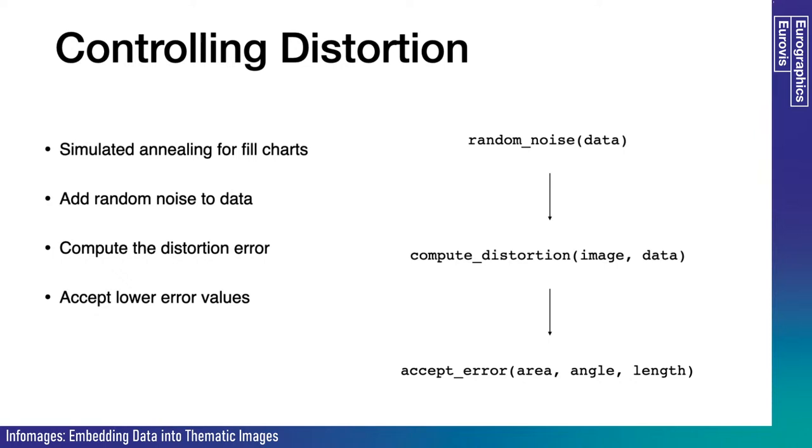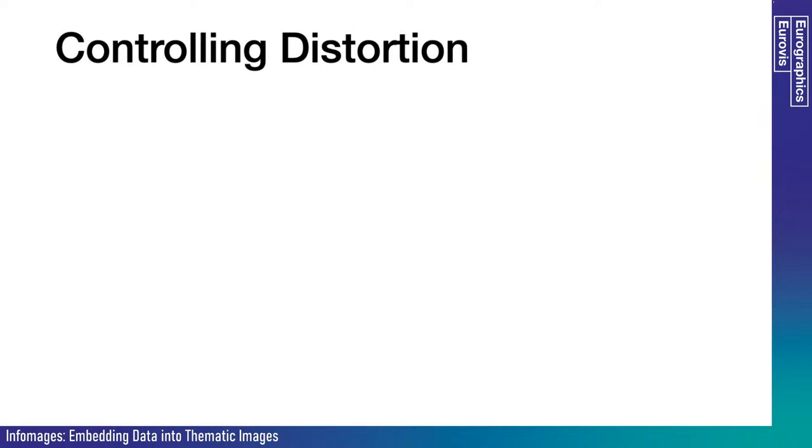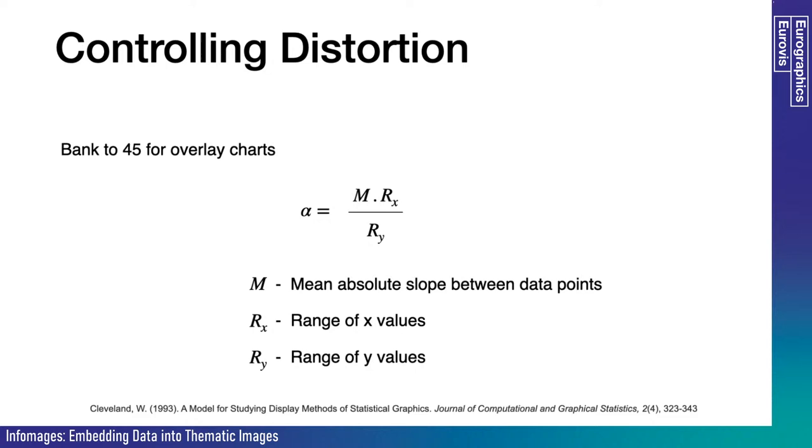We keep doing this until the change in error is extremely small for repeated iterations or if a decay function converges. It should be noted that we also accept higher error values at random. This is done to avoid hitting local minima. To optimize the distortion in overlay charts caused due to the aspect ratio, we compute the optimal aspect ratio by banking to 45 degrees using the average absolute slope banking method developed by Cleveland.